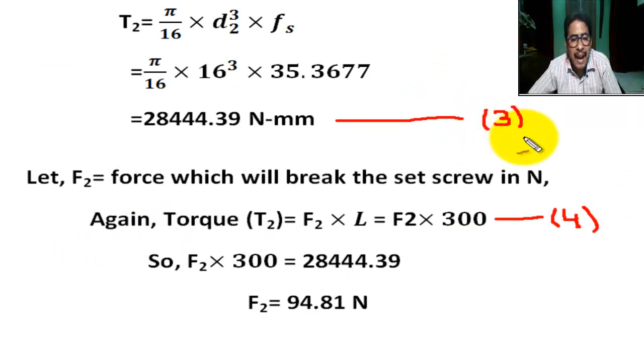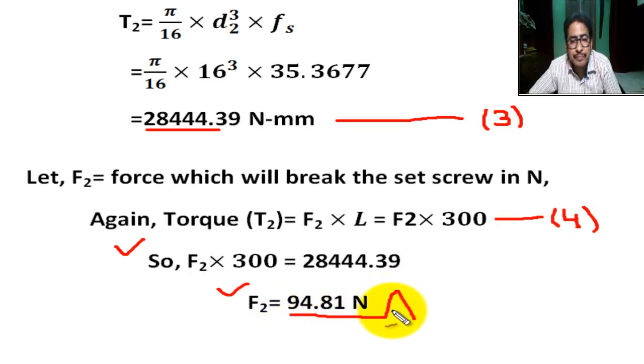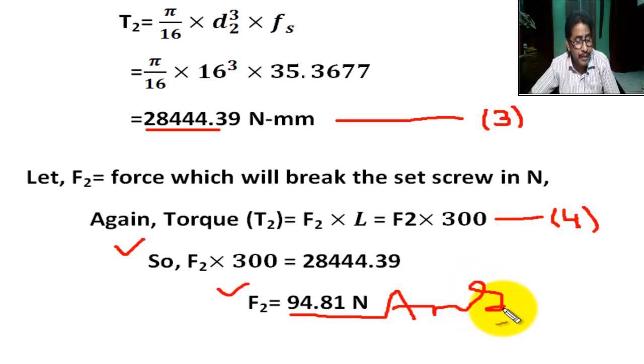Now from equation 3 and equation 4 we can say F2 into 300 equal to 28,439. By calculation, F2 equal to 94.81 Newton. This is the answer.